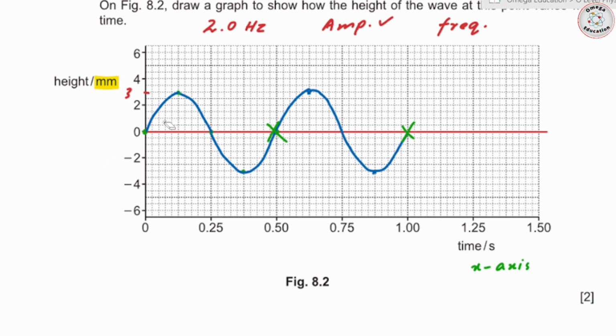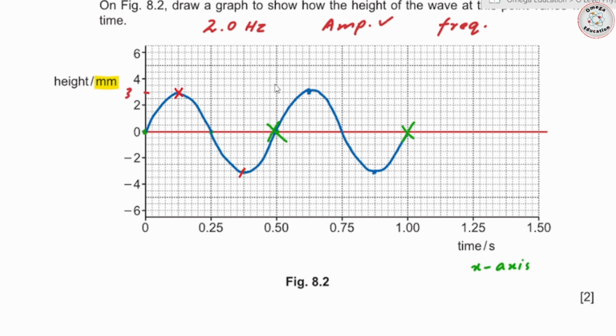The maximum displacement from this mean position has to be 3 because the amplitude is 3 millimeters. So the maximum that the wave has to go up or down has to be 3. You can draw a mark over here, over here, over here. It has to go a maximum of 3.